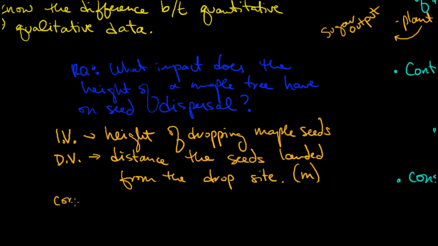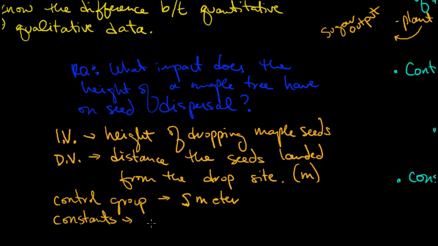Now my control group, I'm going to pick one of the two. I'm going to pick the 5 meter height as my control. The other group, the experimental group, is going to be the 15 meter. And my constants, things that I keep the same, are going to be the type of seeds. I need the same kind of maple. Type of seeds, time of day, although these are kind of controlled variables.